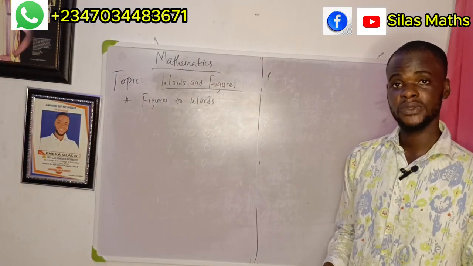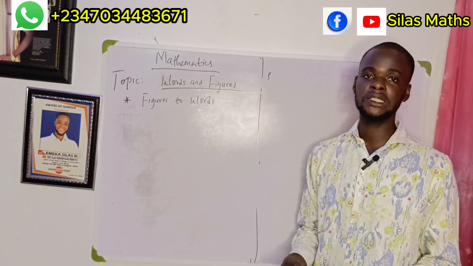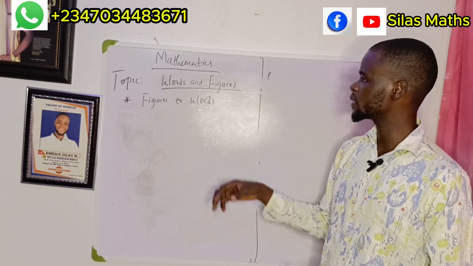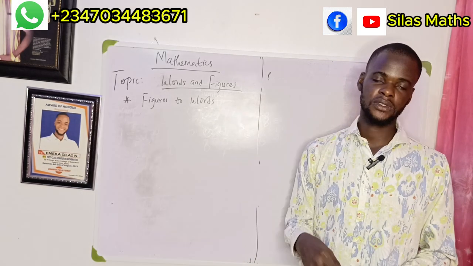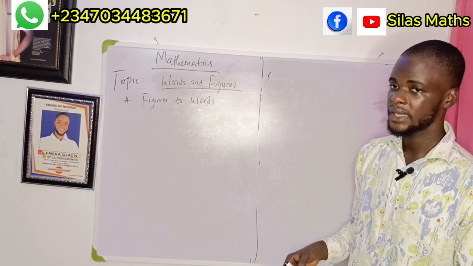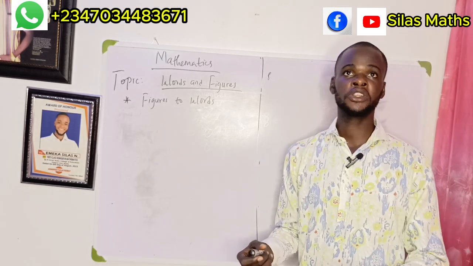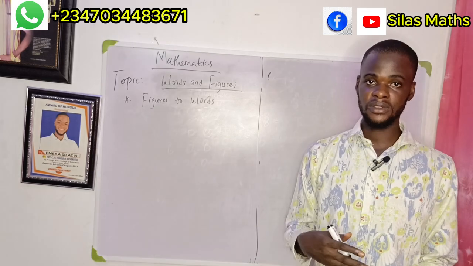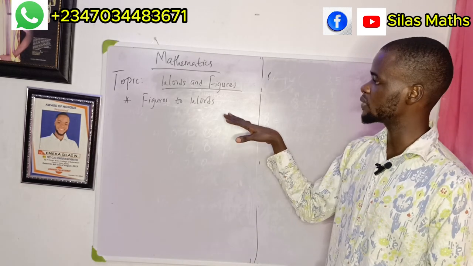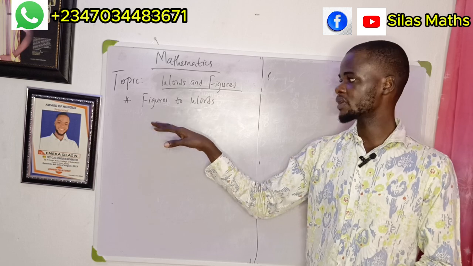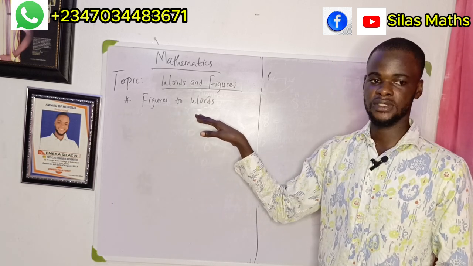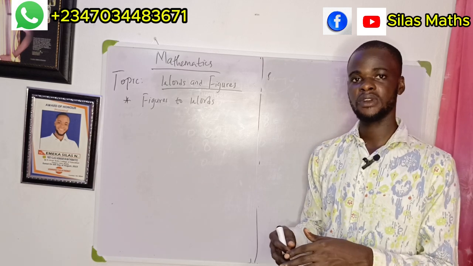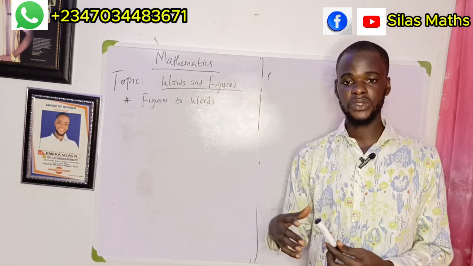In our previous class we talked about the values of digits in a number, and today we are going to be looking at words and figures. In the counting system, you can express numbers either in words or in figures. Today we're going to consider figures to words, that is, changing numbers from figures, Arabic numerals, to words.